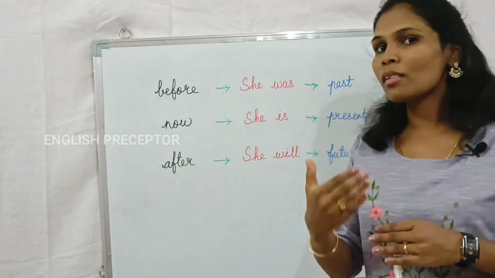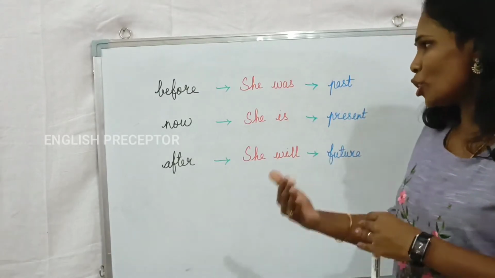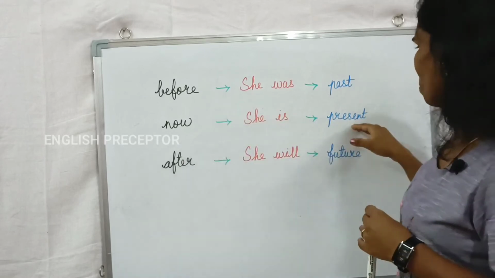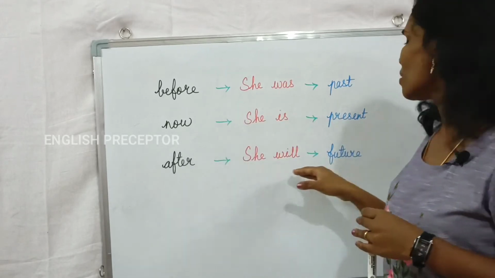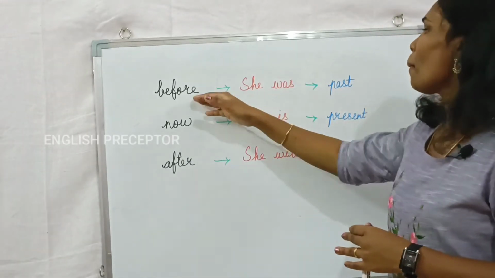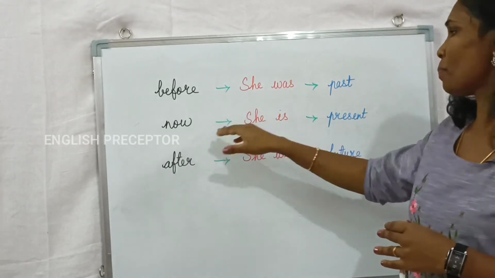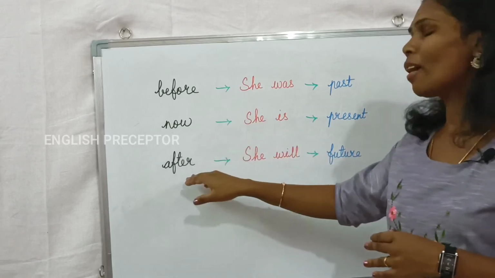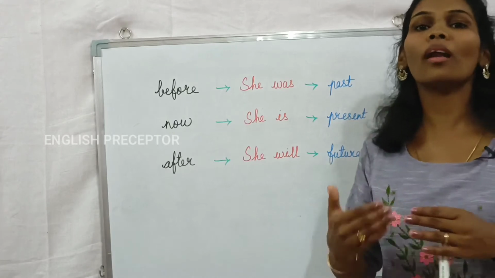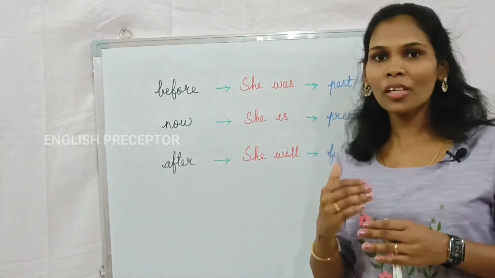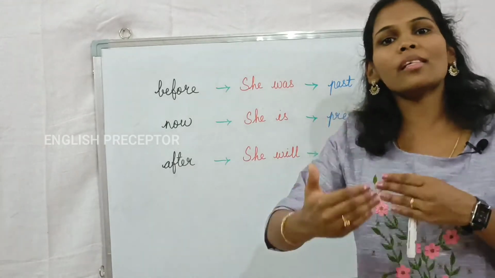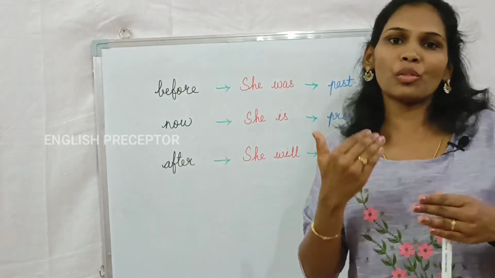After 15 years, she will be, which means before is the past. Now is the present. After is the future, right? So before she was, now she is, after she will be, right? So it just denotes the time the action takes.